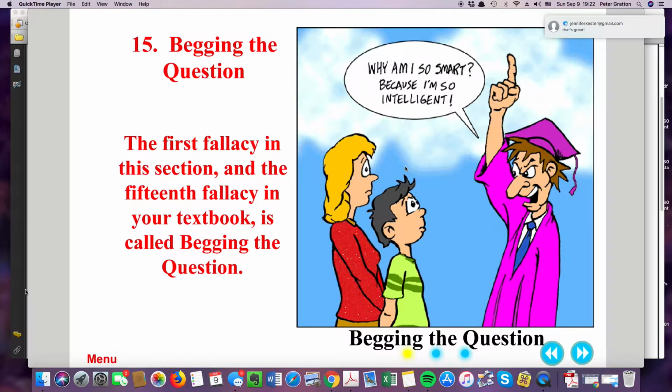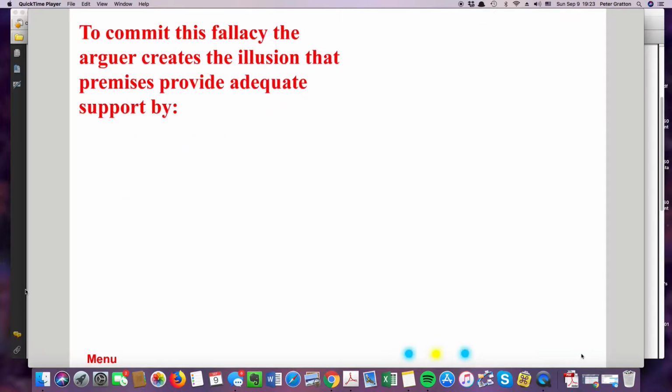Why am I so smart? Because I'm so intelligent. The first fallacy in this section, and the 15th fallacy in your textbook, is one called begging the question. You could see that it's presumed: why am I so smart? It's because I'm so intelligent. In other words, it begs the question. That doesn't have to do with the question mark here. It's circular. To be intelligent is to be smart. In other words, it's purporting to prove something that its premise already includes in it.